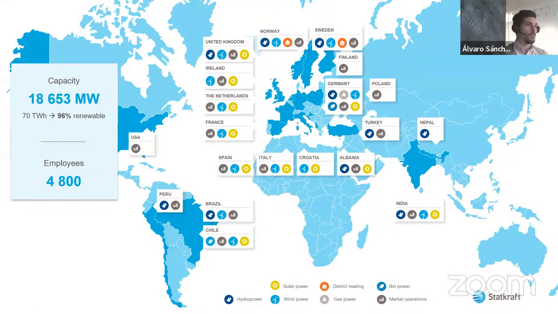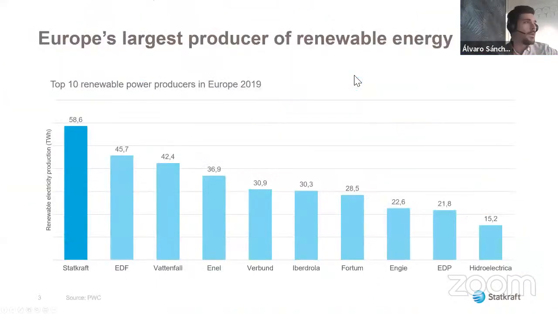gigawatts of renewable installed capacity. We have over 4,800 employees over the world. You can see on this map that we are mainly based in Europe and also South America. It is also good to mention that we are Europe's largest producer of renewable energy. You can see here that we produced during 2019 almost 60 terawatt hours of renewable energy. This is mainly because of the hydropower plants that we own in the Nordics.